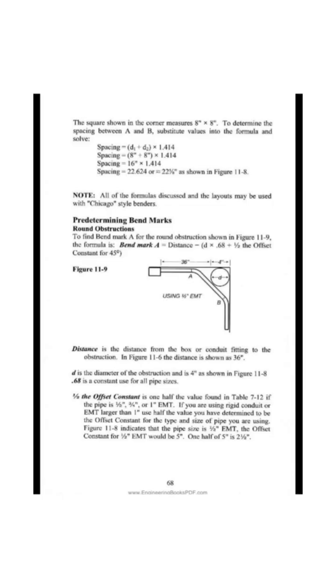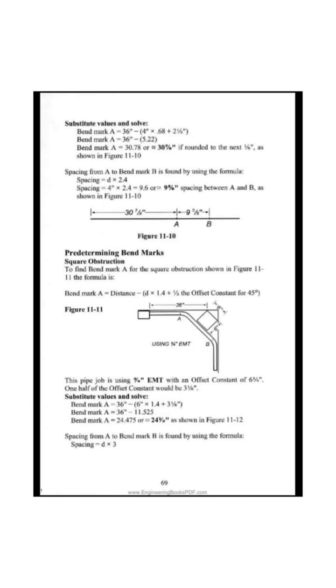If you are using rigid conduit or EMT larger than 1 inch, use half the value you have determined to be the offset constant for the type and size of pipe you are using. Figure 11-9 indicates that the pipe size is 1/2 inch EMT. The offset constant for 1/2 inch EMT would be 5. 1/2 of 5 inches is 2.5. Substitute values and solve. Bend mark A equals 36 inches minus 4 inches times 0.68 plus 2.5. Bend mark A equals 36 inches minus 5.22. Bend mark A equals 30.78, or approximately 30 7/8, rounded to the next eighth, as shown in figure 11-10.